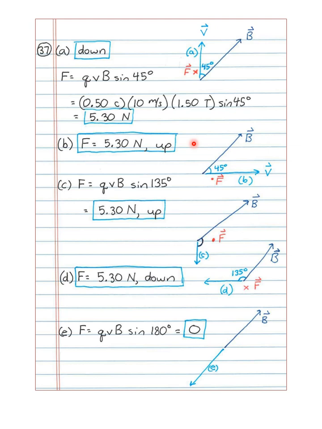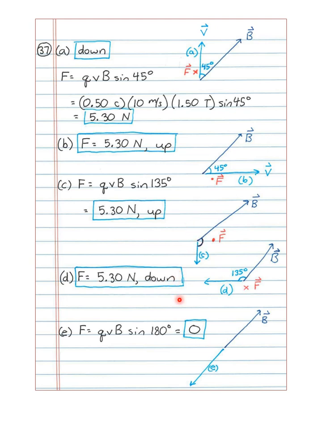For part C, now it's going to the south. We draw the picture, use the right-hand rule. The force goes out of the page, which is up, and we plug in the values. And now it's a sine of 135 degrees. That's actually the same as sine of 45 degrees. And so it gives the same quantity as parts A and B, so 5.30 newtons.